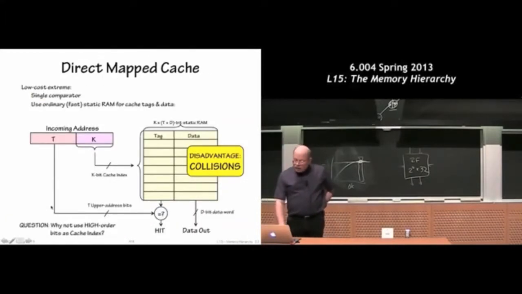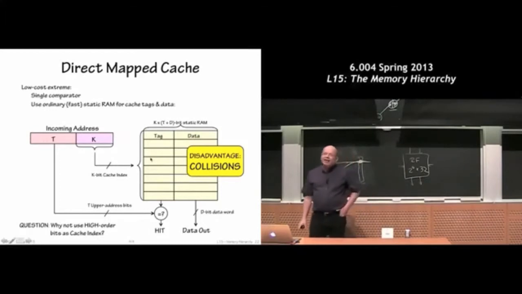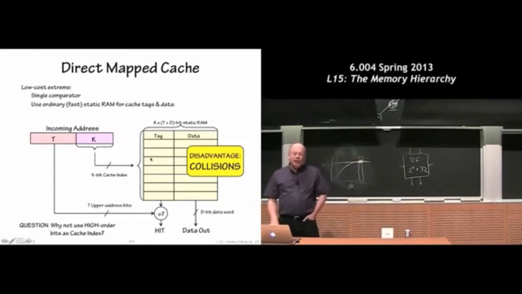So here's the circuit diagram for a direct map cache. We're actually going to use one of these small fast memories, a memory system that has, at most, a few thousand locations.